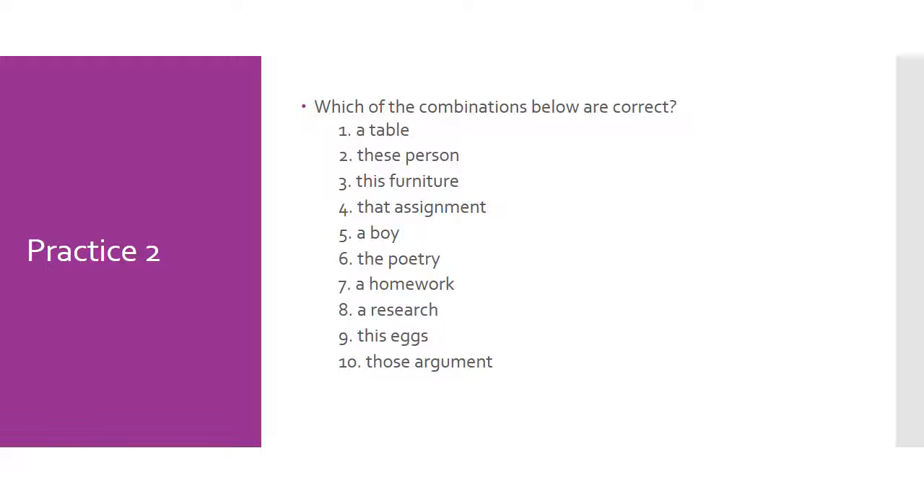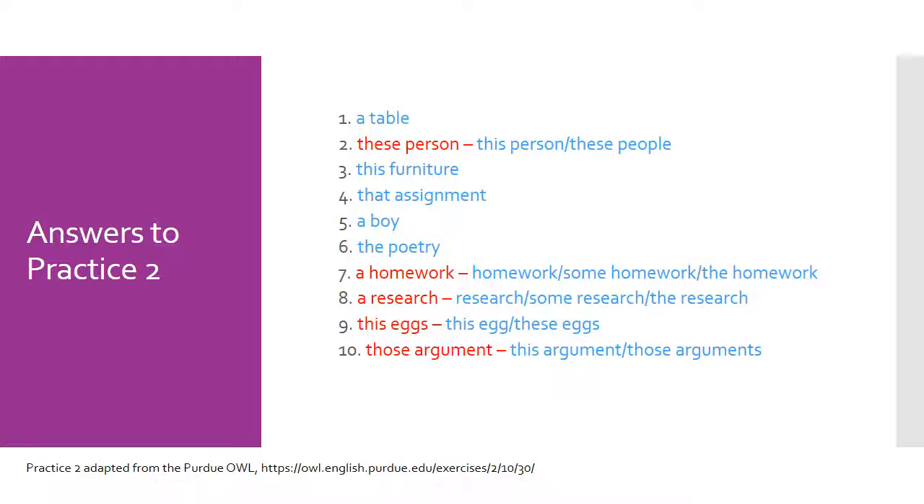Okay, practice 2. Look at this list of combination of determiners and nouns. Which of them is correct? If it is incorrect, what should we do to change it? Pause the lecture here and work on this. Here are our answers. Notice that there are several different combinations for correct answers. There might even be more. We have several determiners to choose from. And again, this just depends on the context that you're talking about.